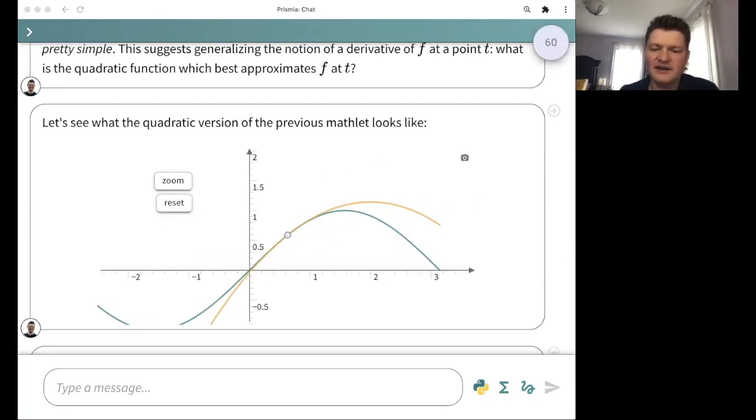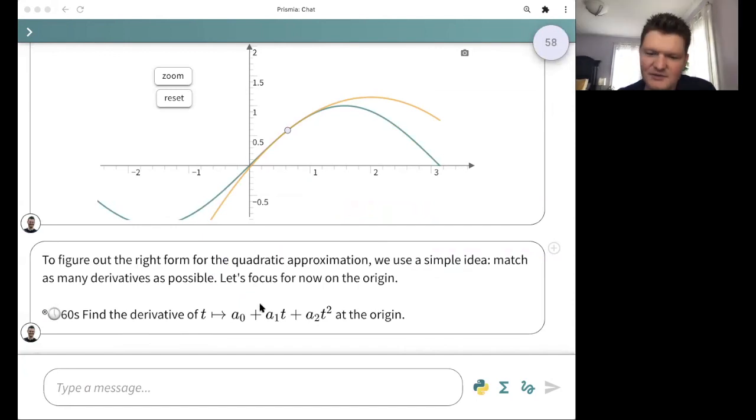So here's an exercise, well timed because it's been too long. Find the derivative of this function at the origin. It's just a generic quadratic polynomial, a0 plus a1 t plus a2 t squared. So a0, a1, and a2 are just names for the coefficients of the constant term, the linear term, and the quadratic term. And we just want to differentiate it at the origin.